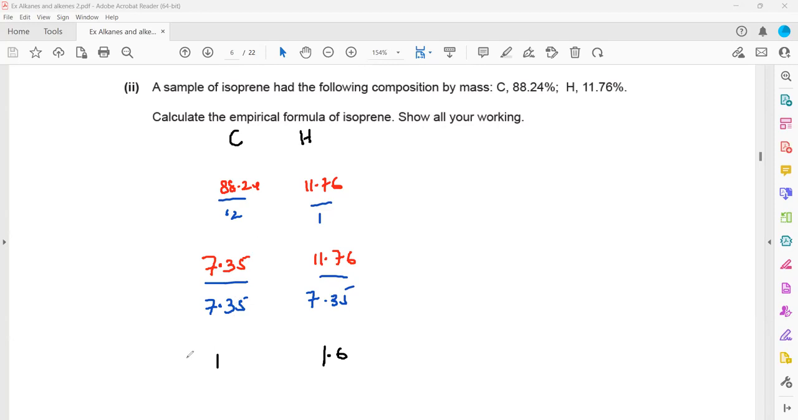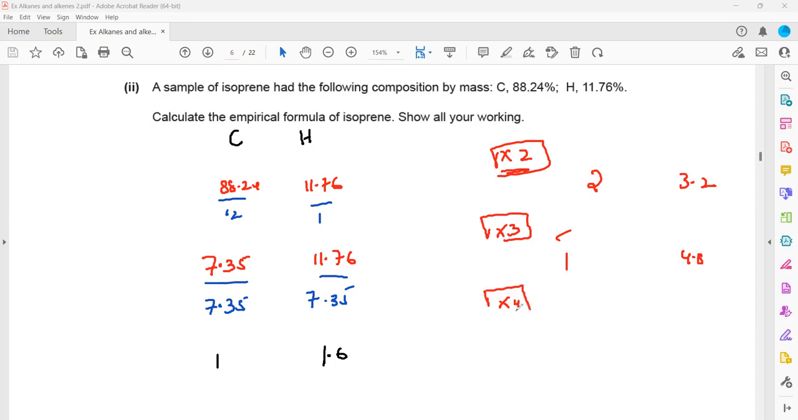How will I identify it? If you don't know what number to multiply by to get a whole number, the simple rule is you start with 2. When I multiply both of them by 2, this will be 2 and this will be 3.2. It is not giving me a whole number, so I should not multiply by 2. What if I multiply both by 3? This will be 1 and 1.6 times 3, which is 4.8. Again, not a whole number.